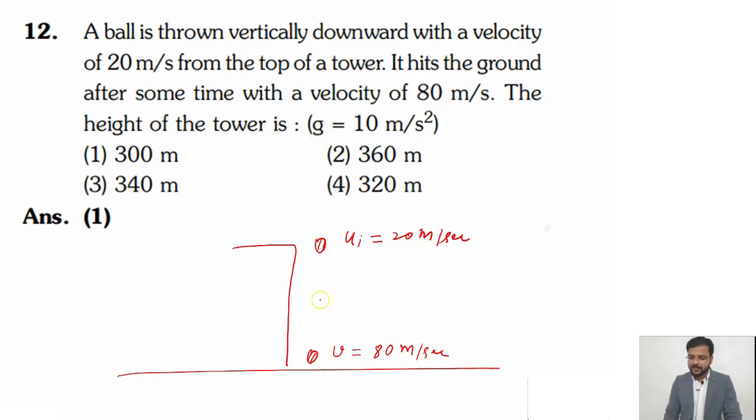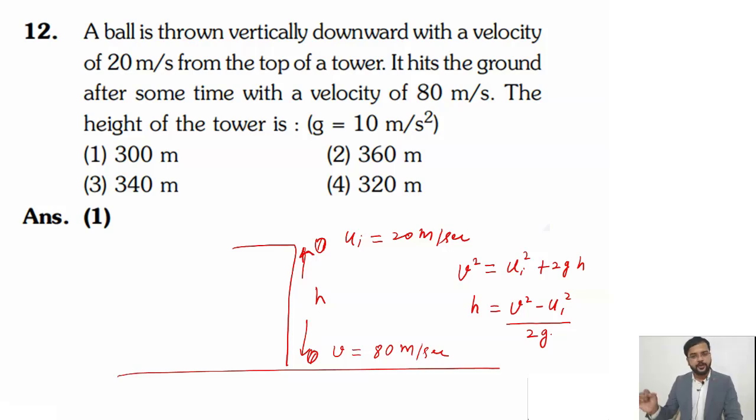So he is asking what is the height of the tower, correct? What we can do here is use this formula: final velocity square equals initial velocity square plus 2gh. So h equals v square minus u square by 2g. If you put all the values inside this formula and calculate, you will get option number 1. So option number 1 is correct over here. Let's see the next question here.